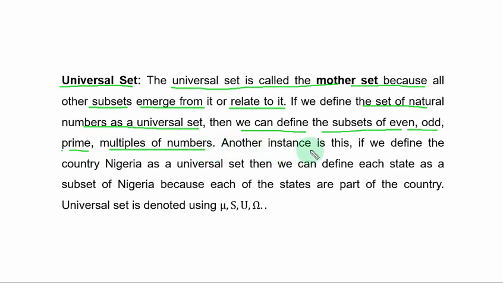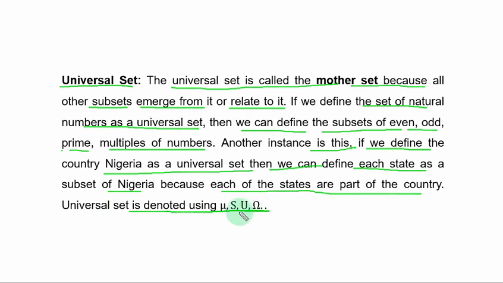Another instance is this. If we define the country Nigeria as a universal set, then we can define each state as a subset of Nigeria because each of the states are part of the country. Universal set is denoted using any of these symbols.